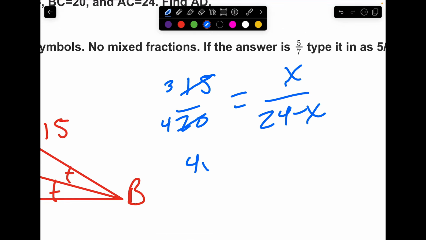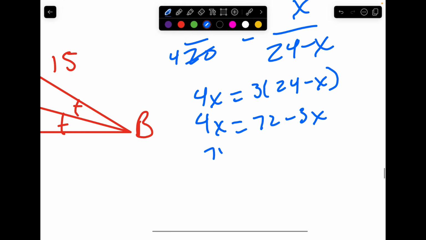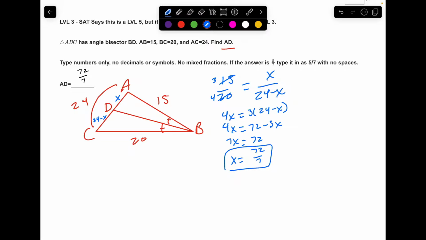So then we have 4 times x equals 3 times 24 minus x. So 3 times 24 is 72. So 7x equals 72. So x equals 72 over 7. Beautiful.